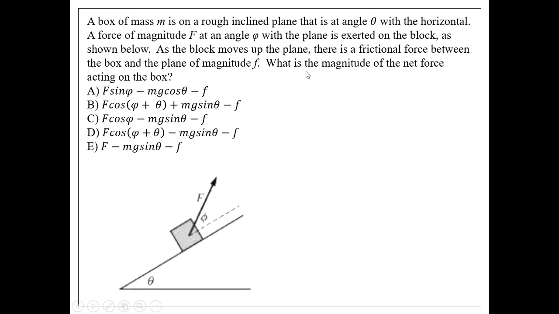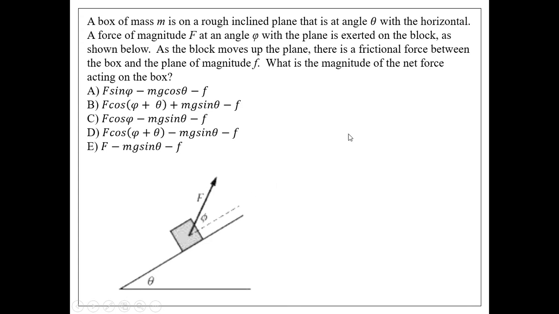The second one here is a box of mass M on a rough inclined surface. And then the force here in the diagram is being pulled at some angle phi above the inclined surface. And it essentially wants us to find the magnitude of the net force acting on the box, which is not bad, right? It's just looking for the net force.